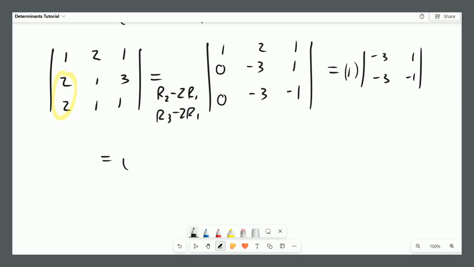So that is going to be negative 3 times negative 1 is 3, minus negative 3 times 1, so minus negative 3. So that's 3 plus 3, which gives us a 6. Well, let's go on to the next question.